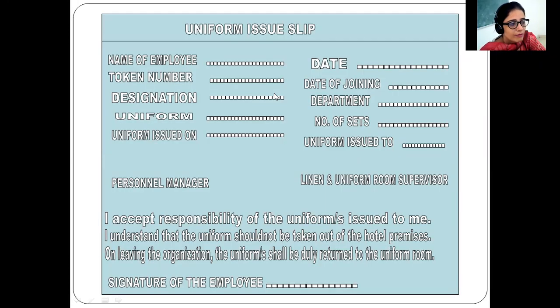Uniform issue slip: name of the employee, date, token number, date of joining, designation, department, uniform, number of sets, uniform issued on, uniform issued to, personnel manager, and linen and uniform room supervisor. Signatures are required on this form, and I accept responsibility of the uniforms issued to me. I understand that the uniform should not be taken out of the hotel premises on leaving the organization. The uniform shall be duly returned to the uniform room.